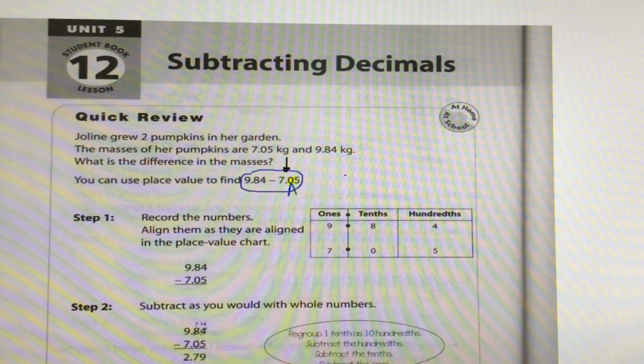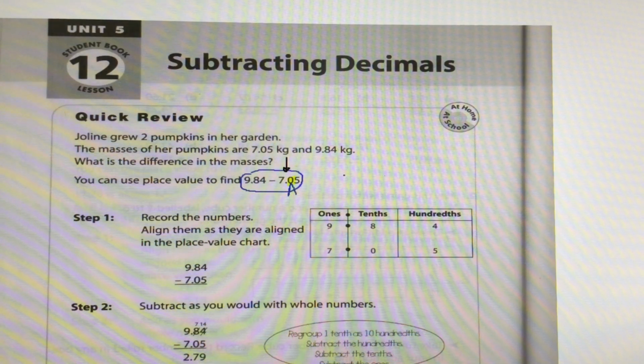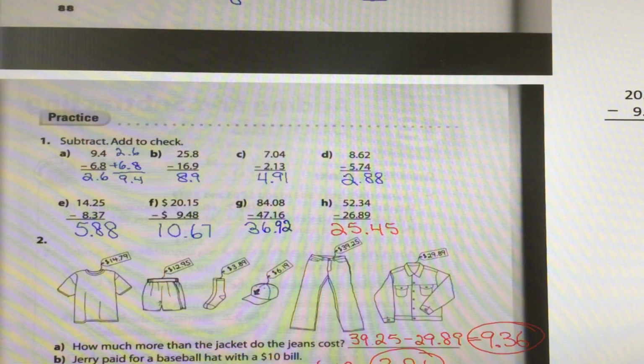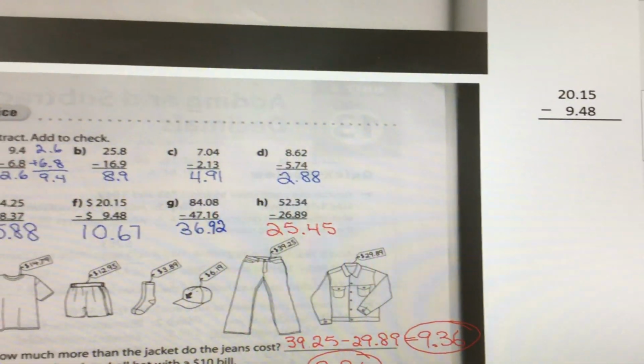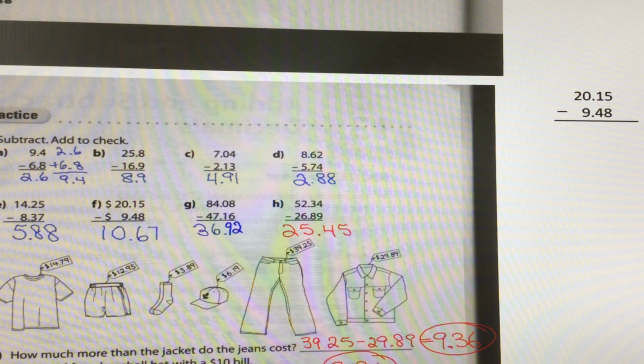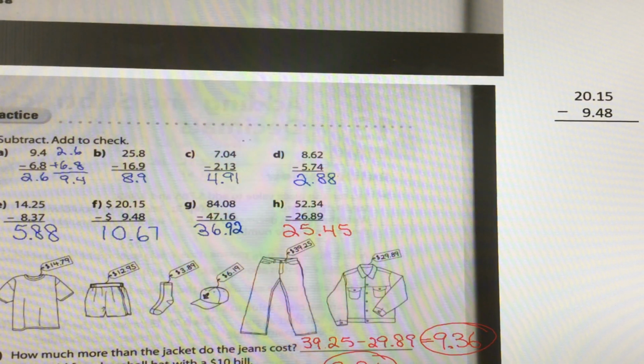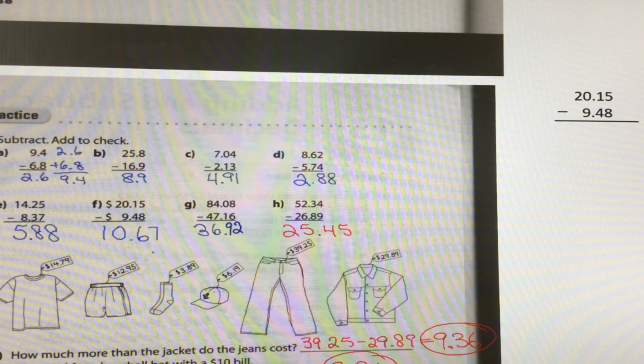The rule of thumb for subtracting decimals is the same as it was for adding, and that is we line up our decimals. All our columns have to line up. So in this case, right over here, we have $20.15 subtract $9.48, and that is question number F on the left-hand side here.